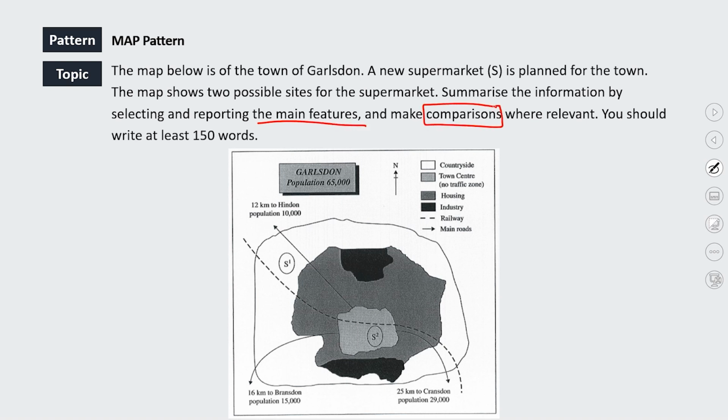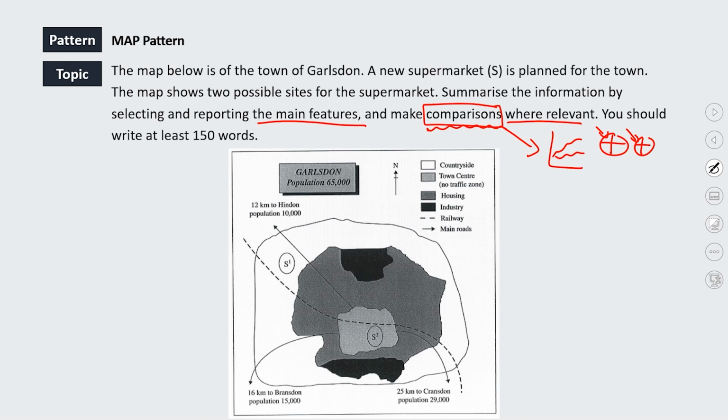Okay, so this is something people often miss out of their task 1 answers: the keyword here, which is comparisons. So where relevant, they want you to use some kind of comparison language. Usually people are used to doing this if it's a bar chart, where you're comparing two sets of data, or two pie charts, where it's more obvious where you're going to do the comparisons, right? But this is something you also need to practice doing when you do your map questions.